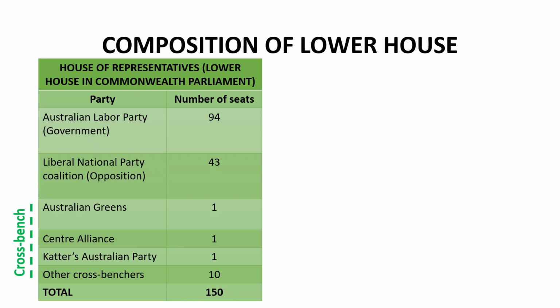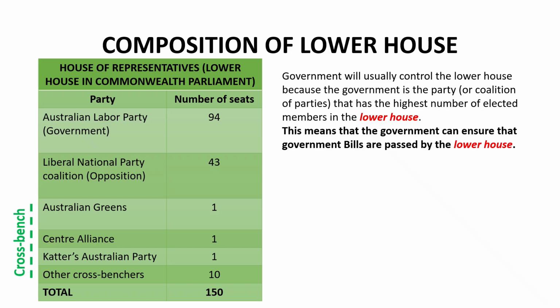The Australian Labor Party is the Commonwealth government because it has the highest number of elected members in the House of Representatives. And it is usually the case, as here, that the government actually holds the majority of the seats in the lower house. The significance of this for lawmaking by Parliament is that where the government controls the lower house, which, as I've said, is the usual position, then it can ensure that government bills are passed by the lower house. However, there have been a few occasions when a government has not controlled the lower house.